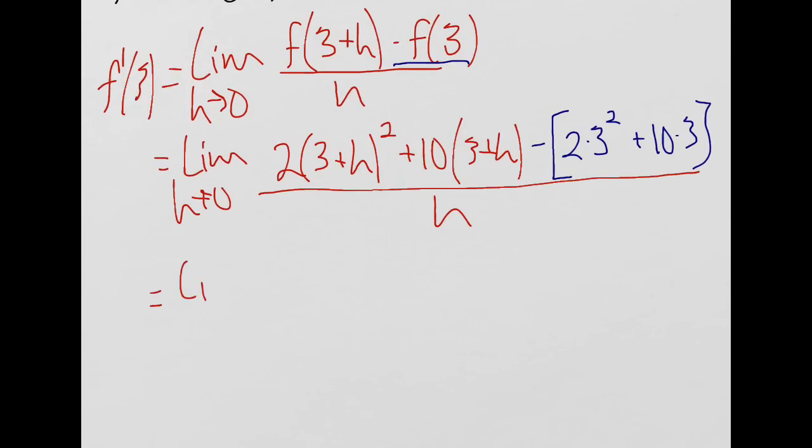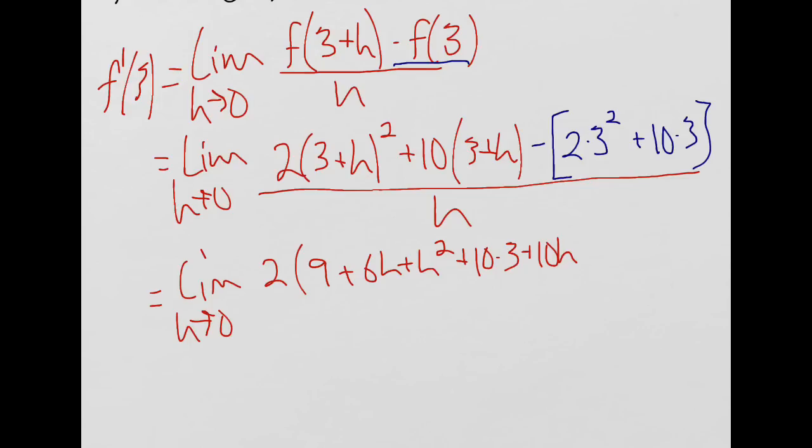So this is equal to the limit as h approaches 0 of 2 open parentheses. I need to square that out. When I square it out, I get 9 plus, don't forget your middle term, 6h plus h squared, plus 10 times 3 plus 10h, and then minus 2 times 9 is 18, and then minus 30. And you'll see why I left those there as we go through. And I forgot a set of parentheses right there, all over h.